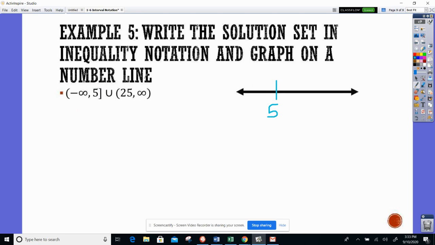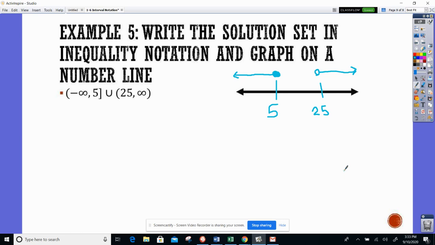Since this is a bracket, I know I'm going to have a closed circle at 5 because 5 is included. Negative infinity is over here, so that means my arrow is pointing in this direction. Now I'm going to look at the second part, 25 to positive infinity. I have 25 over here, and since it's a parentheses this time, I'm just going to put an open circle. Now positive infinity is way over here, so I'm just going to draw my arrow to positive infinity, and now it's graphed.